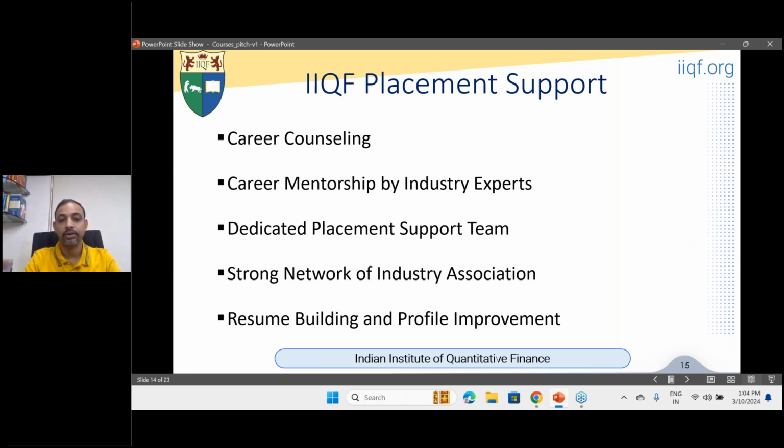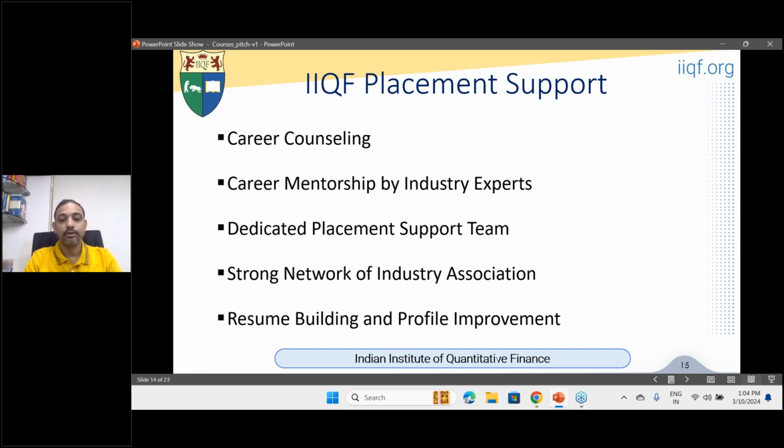There's a support system on the placement. There's a dedicated placement support team. Once you successfully complete any of these courses, they will work with you, do your profiling, and then support you by placing your resume to all relevant teams where they think you have the maximum chance of getting interview calls, and then they can help you in preparation for the interviews and all. So there's strong support on that.